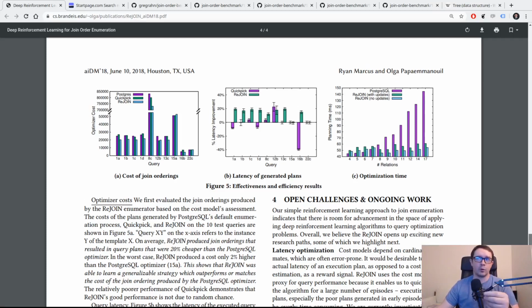But this is a real-world example, and it shows some promise, and this is something that could maybe be commercialized down the line. Maybe that's what the professor is thinking about. This is an academic paper that's from Brandeis University.